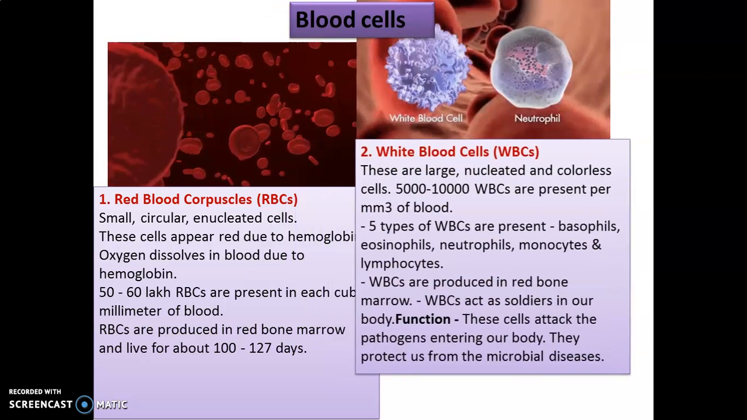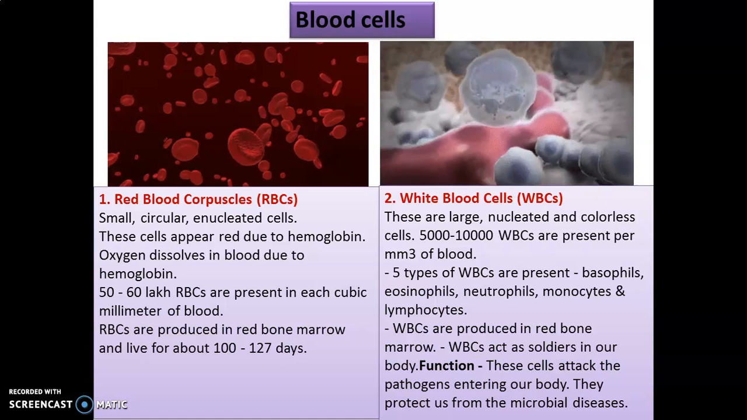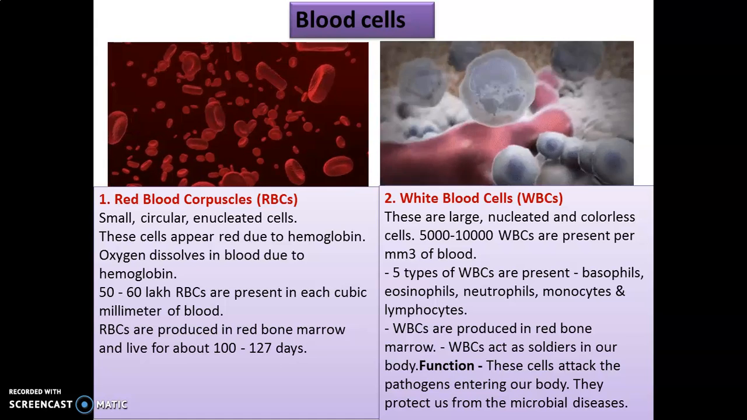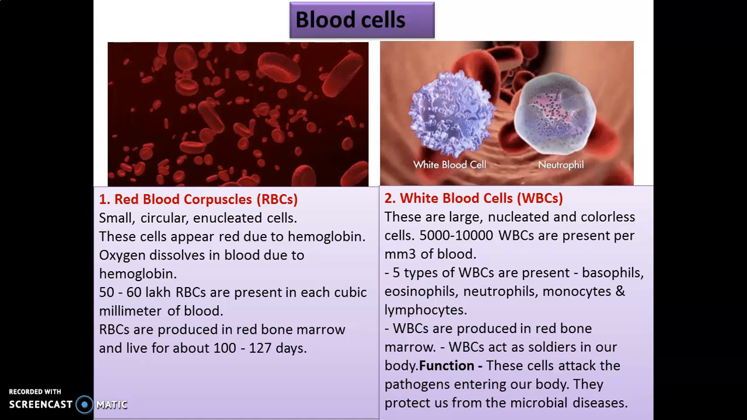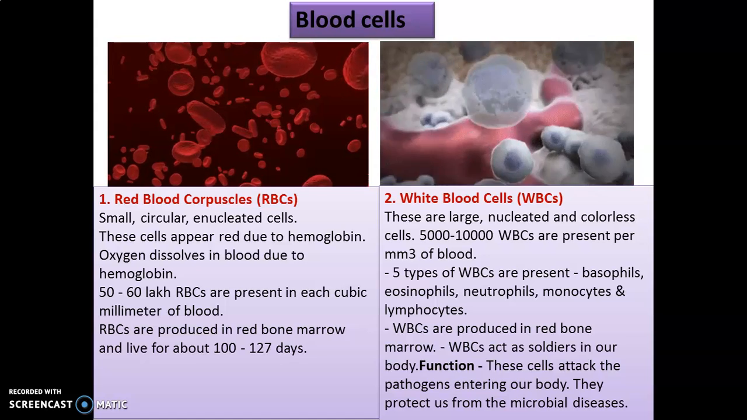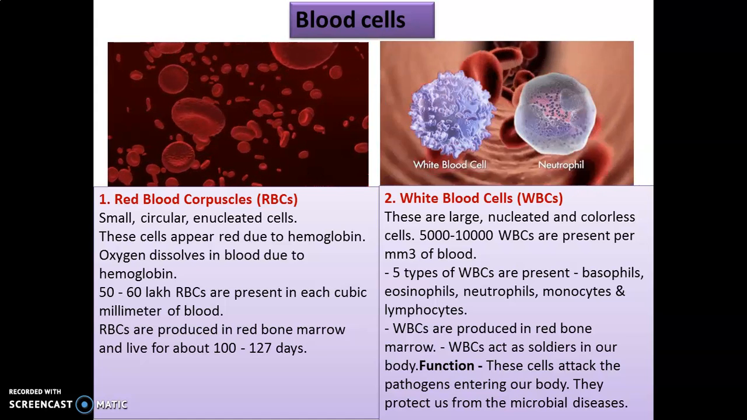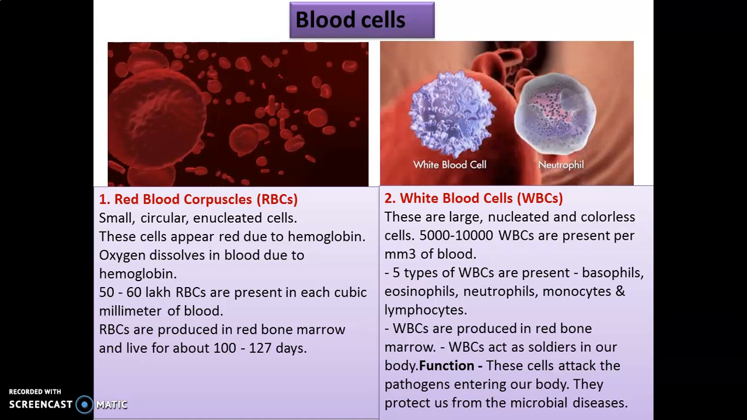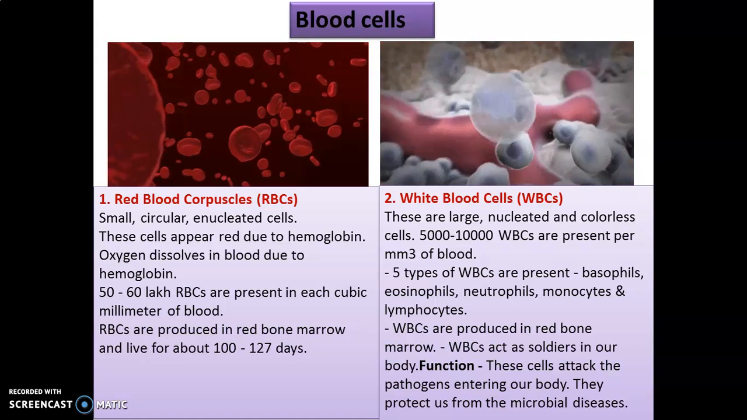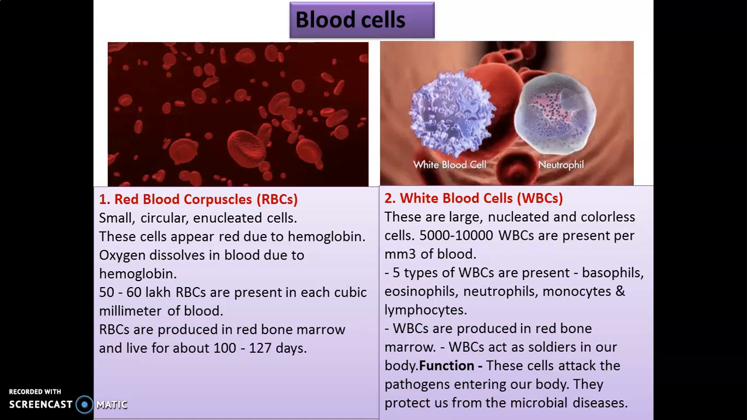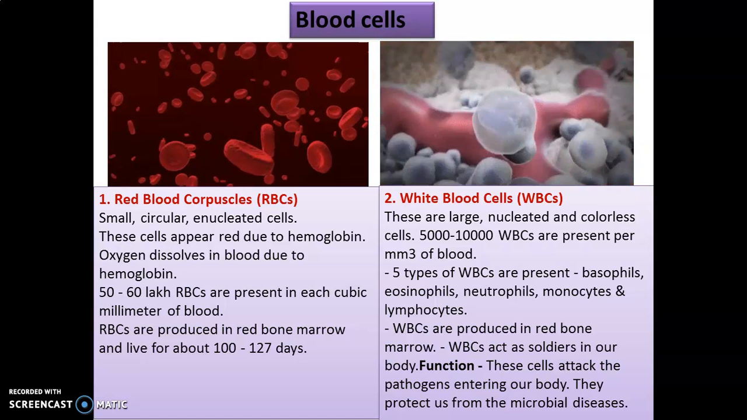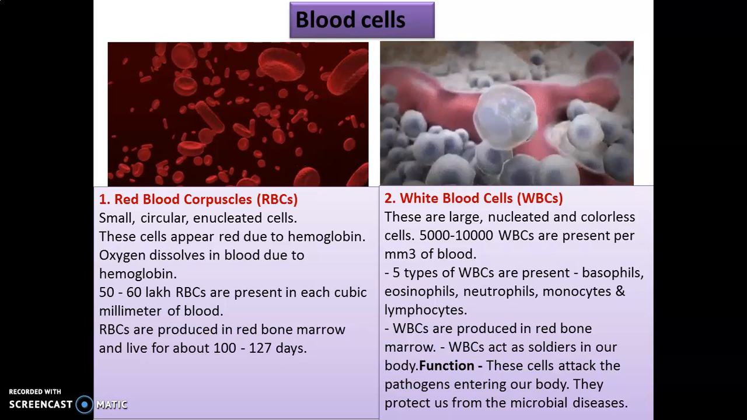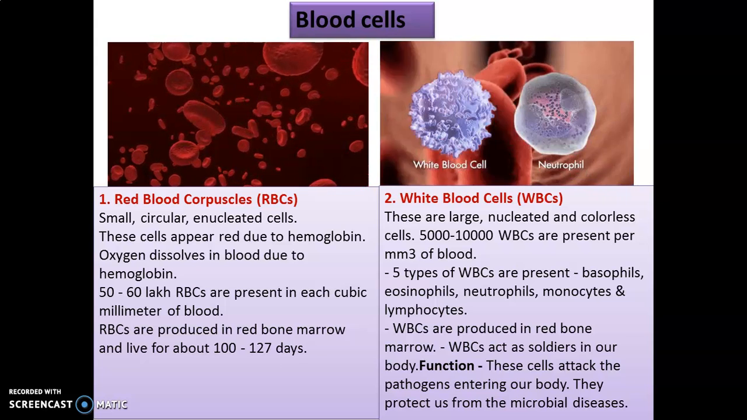Then we have the white blood cells, or white blood corpuscles. White blood corpuscles, as the name says, are white in color. These are large, nucleated and colorless cells. RBCs are enucleated, whereas white blood cells are nucleated and a little larger in size, but their number is small. There are a total of 5 types of WBCs: basophils, eosinophils, neutrophils, monocytes and lymphocytes.